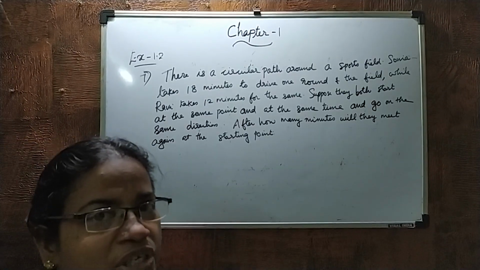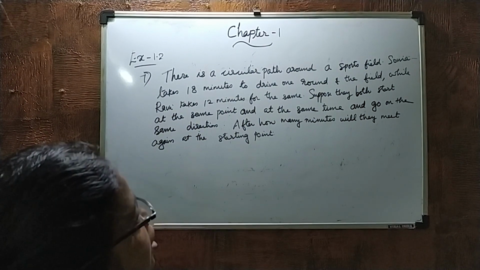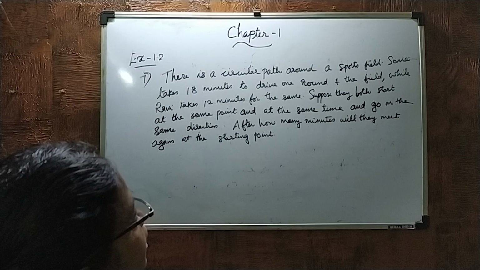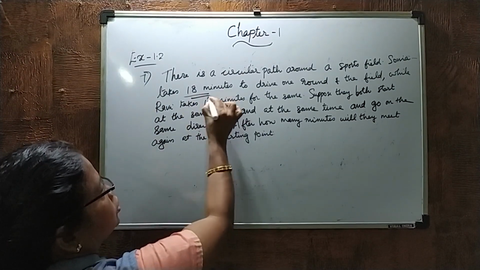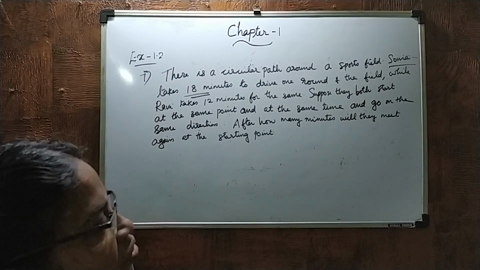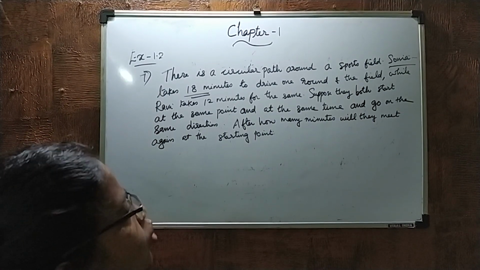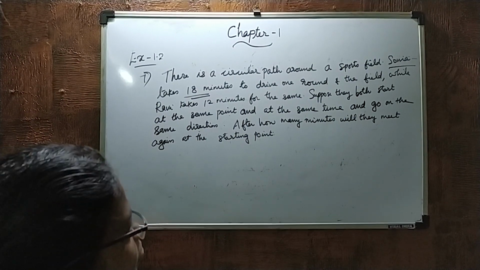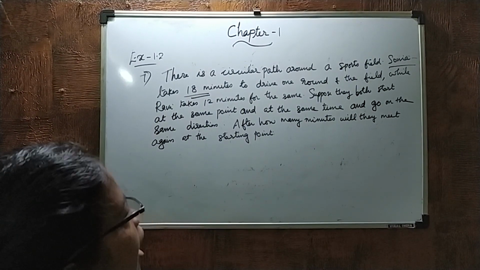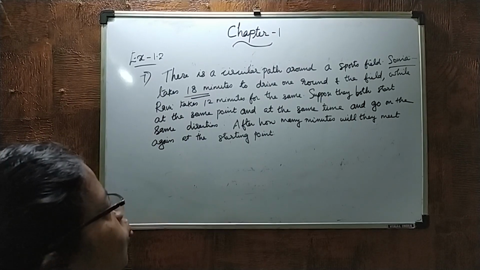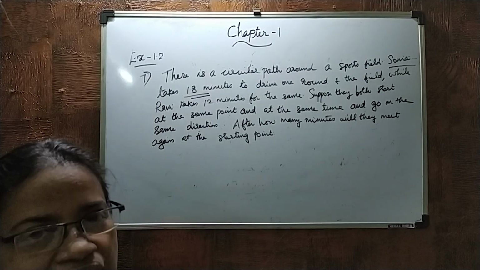This is the 7th question in the textbook. There is a circular path around a sports field. Sonia takes 18 minutes to drive one round of the field, while Ravi takes 12 minutes for the same. Suppose they both start at the same point and at the same time and go in the same direction. After how many minutes will they meet again at the starting point?